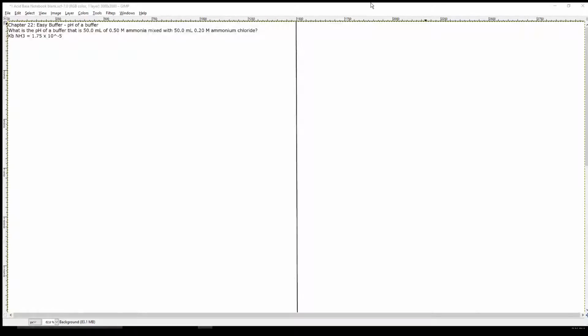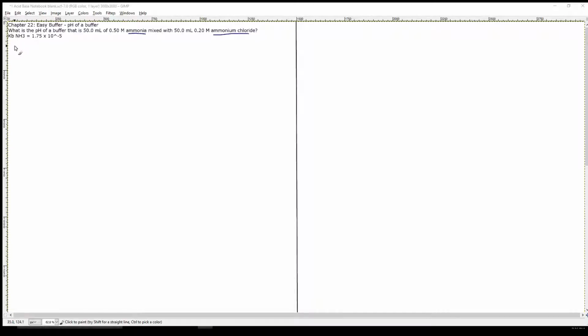Chapter 22, Easy Buffer, Finding the pH of a Buffer. What is the pH of a buffer that is 50 milliliters of 0.5 molarity ammonia mixed with 50 milliliters of 0.2 molarity ammonium chloride? So here we have a weak base and what should be its salt.